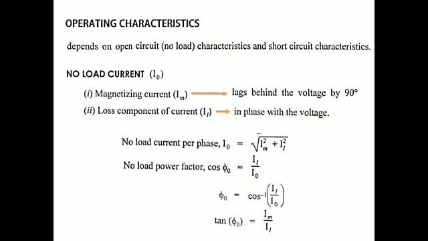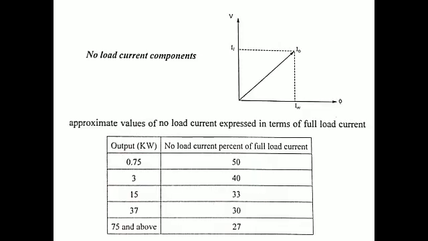This is the graphical representation of the I naught component, which is the combination of two things, IL and Im. In the design aspect, we have a lot of assumptions here. The approximate value of no load current is expressed in terms of full load current. Based on the full load value, it will be related.